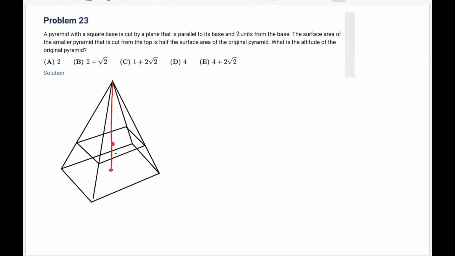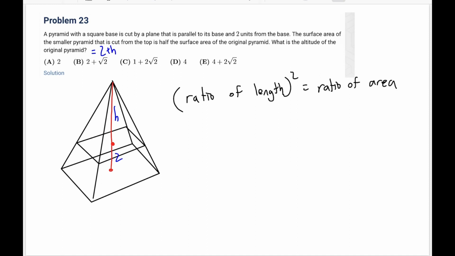So if this is 2 and this is h, the altitude of the original pyramid is what we want, 2 plus h. And so the surface area of the smaller pyramid is half the surface area of the original pyramid, right? So the ratio of length squared is always the ratio of area, right? But the ratio of length is h to h plus 2, right? So the smaller pyramid to the original pyramid, this is h to h plus 2.